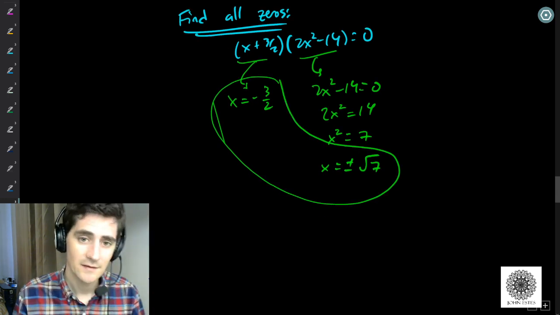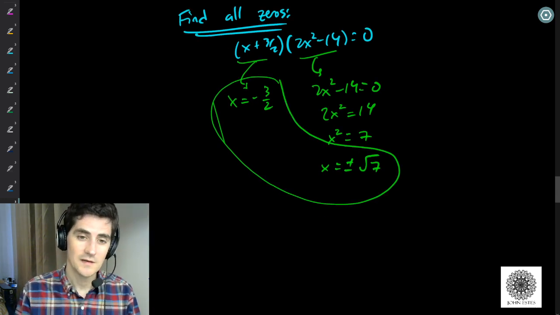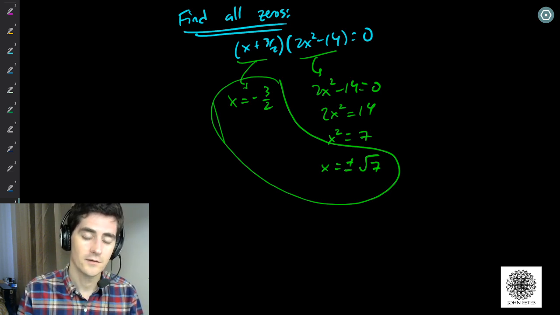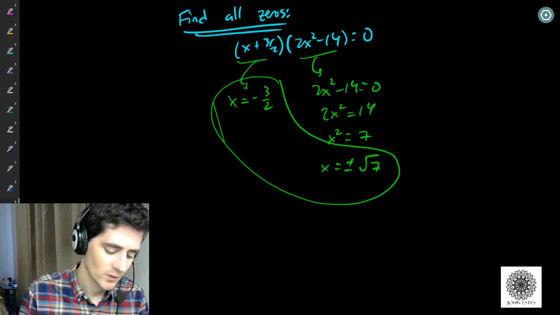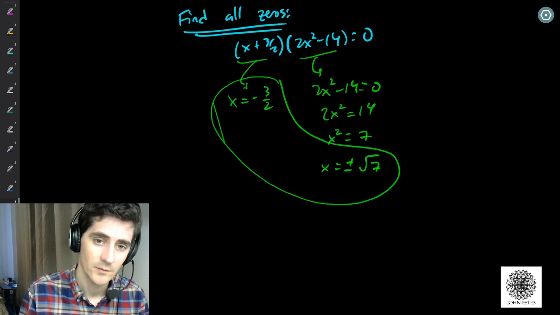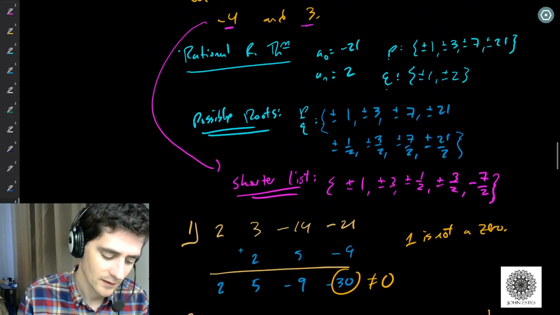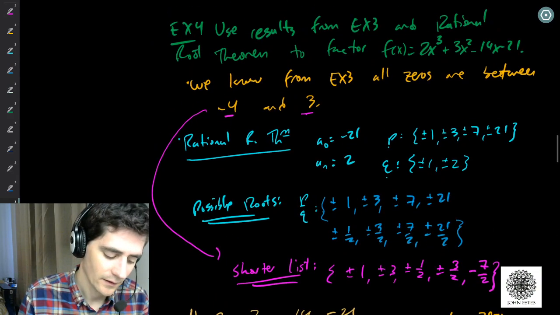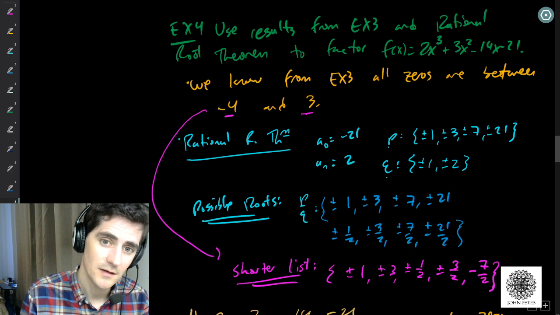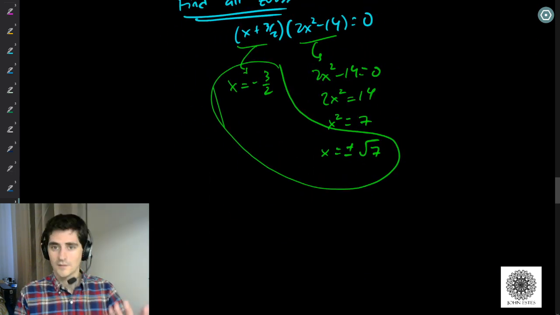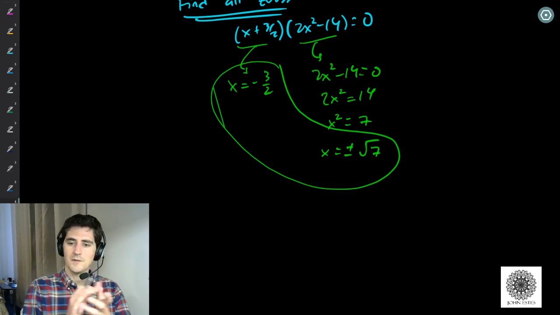Now, the square root of 7 is, well, the square root of 4 is 2, the square root of 9 is 3. So this is somewhere between 2 and 3, positive or negative. And does that satisfy our bounds? Yeah. We had to be smaller than 3, larger than negative 4. That works. And there are my zeros. So I used my combined information to figure this out.